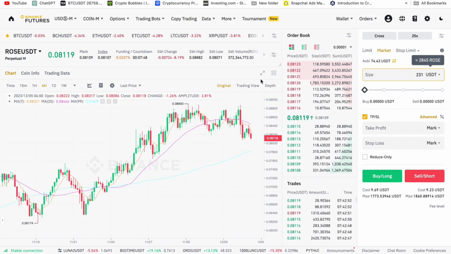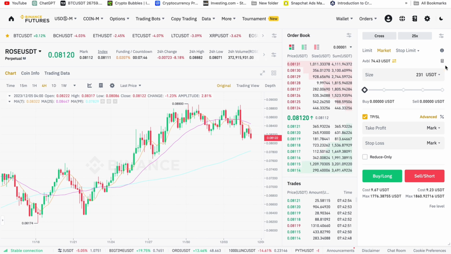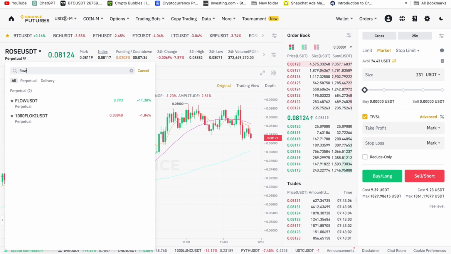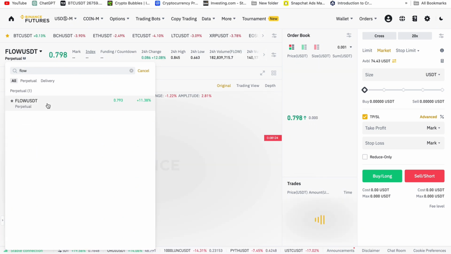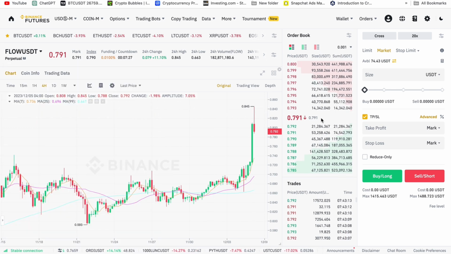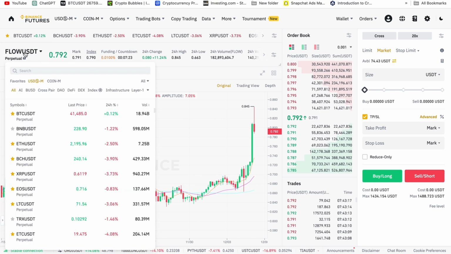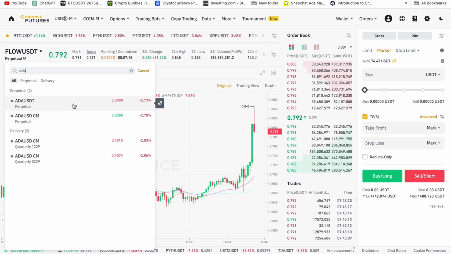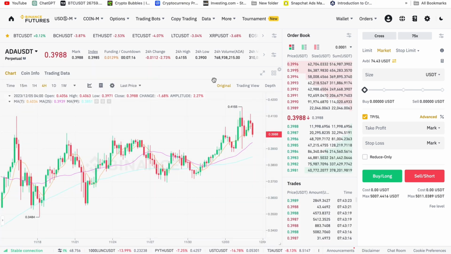So we go here. Then we'll click on the calculator again. But before you click on the calculator, just select the symbol. We can change it to ADA here, because we are going to calculate for ADA. We change it to ADA perpetual. So only select the ones with the perpetual.